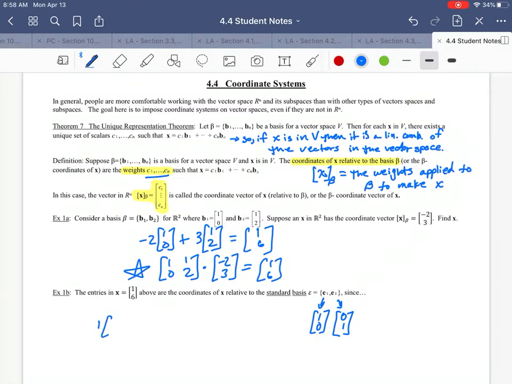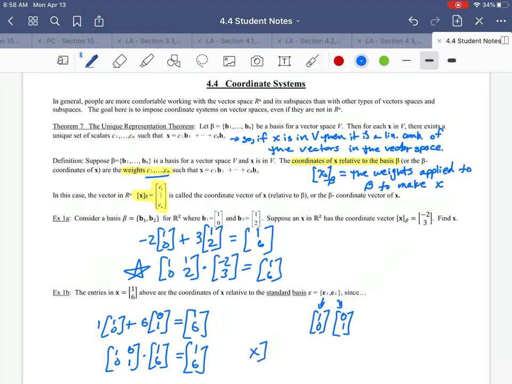So what we're going to try to do is just talk about that for a second. If you do 1 of the 1, 0s plus 6 of the 0, 1s, you get 1, 6, which is pretty basic, right? So 1, 0 and 0, 1 times 1, 6 makes 1, 6. So the weights that we're trying to find, when we find the weights in the standard basis, are just the normal weights, like the 1, 6.